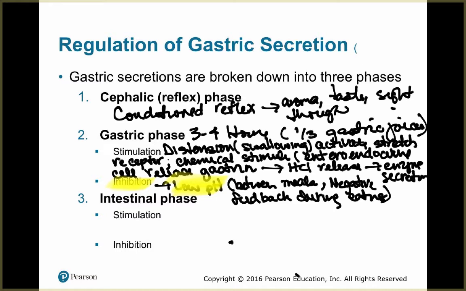Now, the intestinal phase begins with a brief stimulatory component followed by inhibition. So basically what's going to happen is your partially digested food is going to enter the intestines, causing a release of enteric or intestinal gastrin. And so this is going to encourage the gastric glands of the stomach to continue secreting activity.